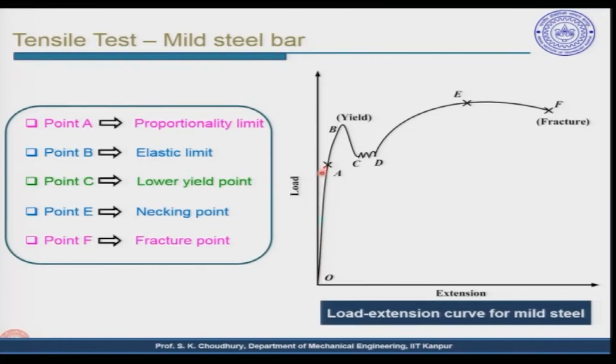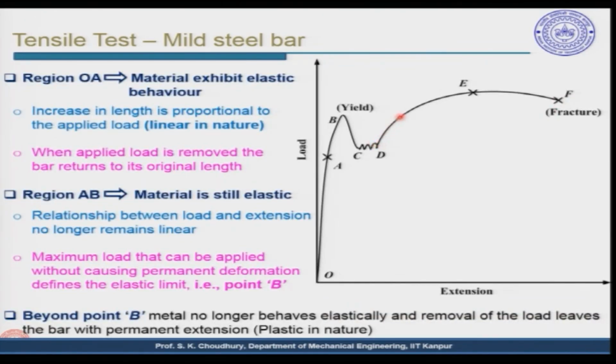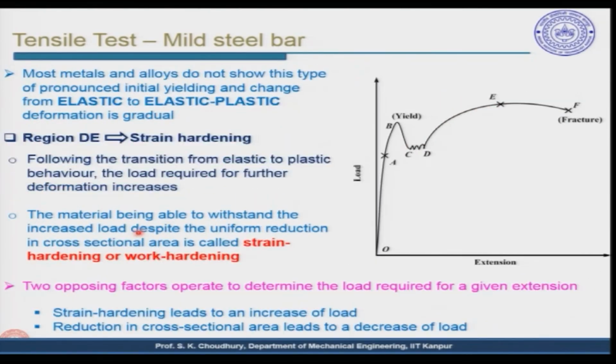Now, for mild steel or for any ductile material, what we get is the elastic limit, and then it becomes plastic, and then the strain hardening, and then it gets fractured. So, the chip is segregated from the workpiece, and we are getting the different kinds of surfaces. Then we said that this is the region where the material gets strain hardened, and the strain hardening is actually defined by the material being able to withstand the increased load despite the uniform reduction in cross sectional area. This is called the strain hardening, or sometimes it is also called the work hardening.